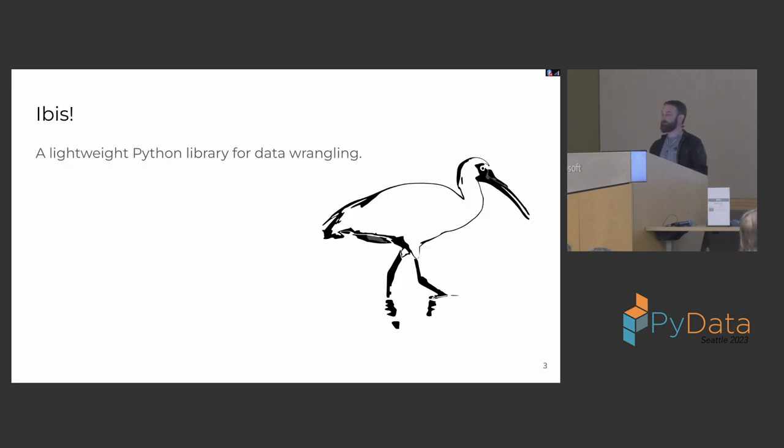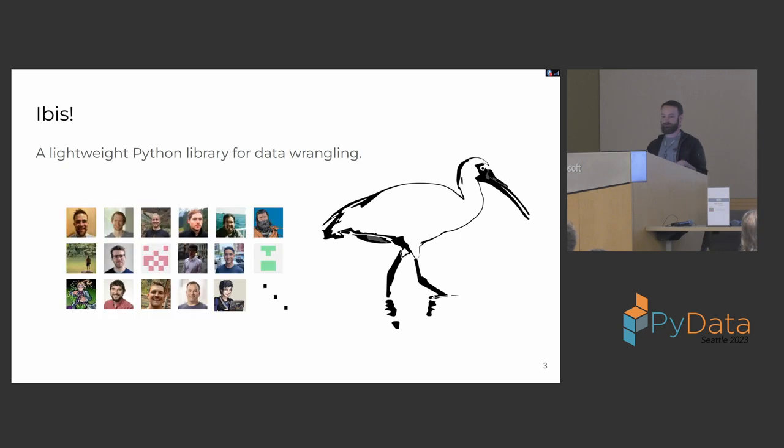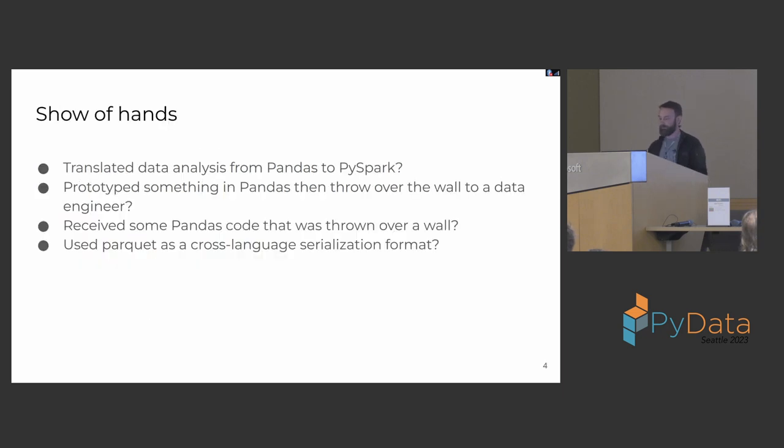So I'm here today to talk to you about Ibis, which is a lightweight Python library for data wrangling. But before I get started about Ibis, I just want to do a quick show of hands. Has anyone ever had to translate some data analysis from Pandas to PySpark? Or maybe you prototyped something in Pandas and you threw it over the wall to a data engineer, or you were thrown at because you're a data engineer, or you used Parquet as a cross-language serialization format. Great, lots of hands. That's what I like to see.